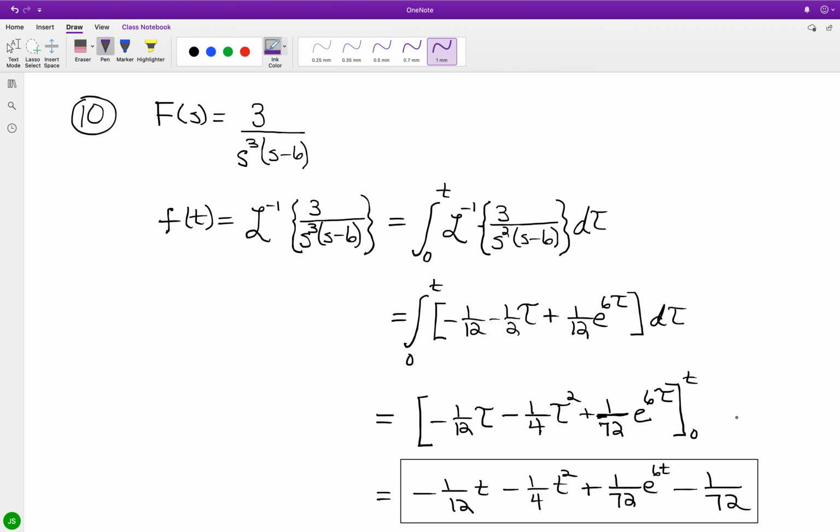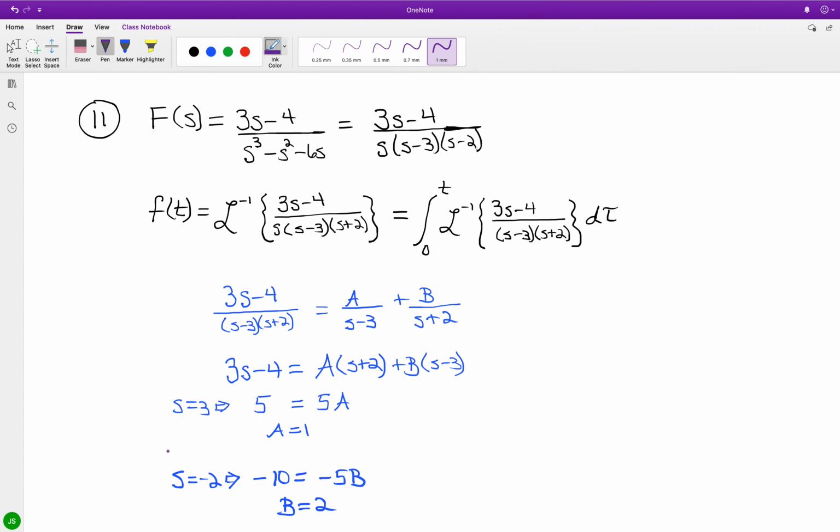So we have 1 over 72 times e to the 6th tau as tau goes from 0 to t. And so with tau set to t, I have negative 1/12 of t minus 1/4 of t squared plus 1 over 72 times e to the 6th t. And with t at 0, okay, the first two terms are negligible. And we'll end up with the last term transformed to minus 1 over 72. So we have these 4 items in the final result for problem number 10.